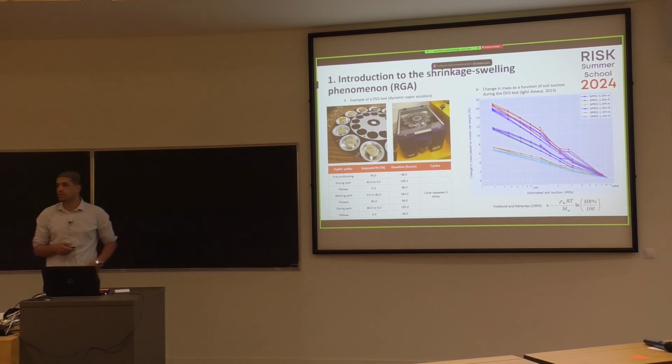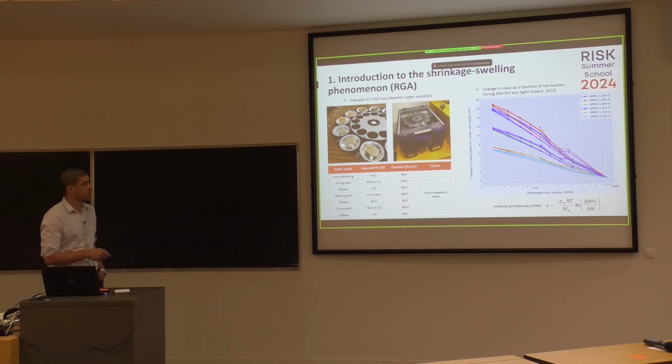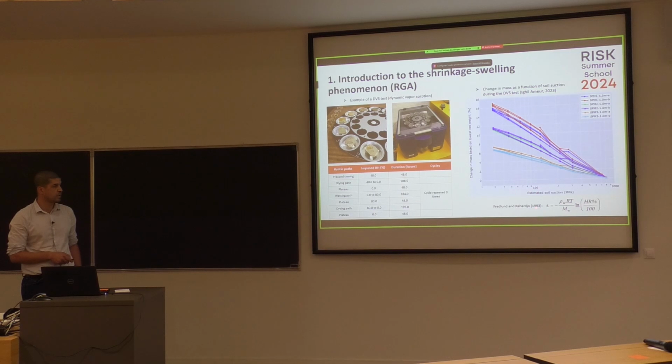Here is another kind of laboratory test we can make on clay soils using the DVS. DVS is dynamic vapor sorption apparatus. Here we can simulate several drying wetting paths. As you can see here, for example, we can repeat cycles. Here it is repeated 3 times. And after that, we can plot the results in terms of change in mass as a function of an estimated soil suction using the Kelvin law, given by this equation.